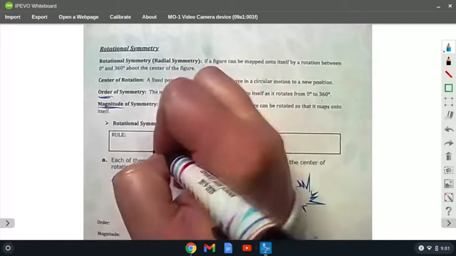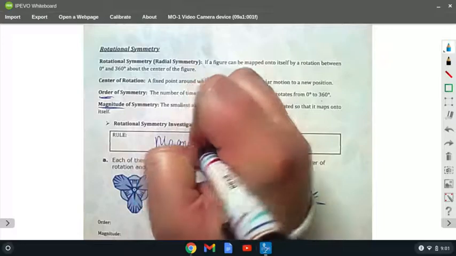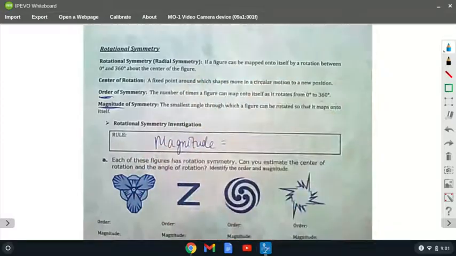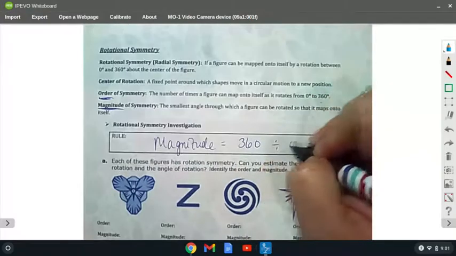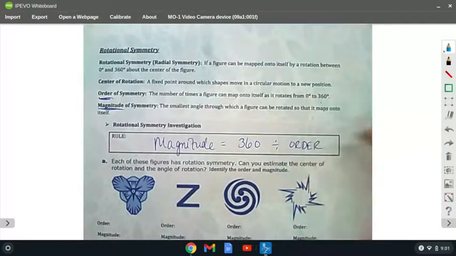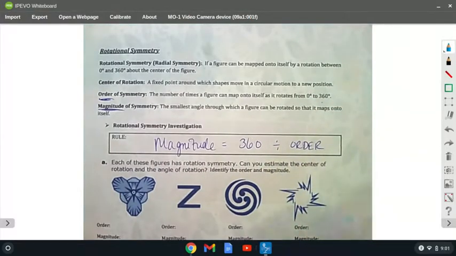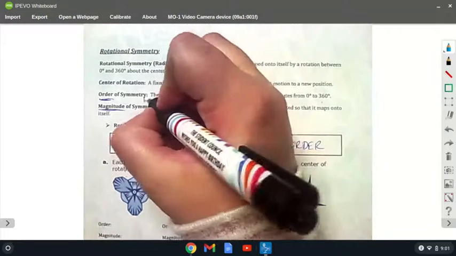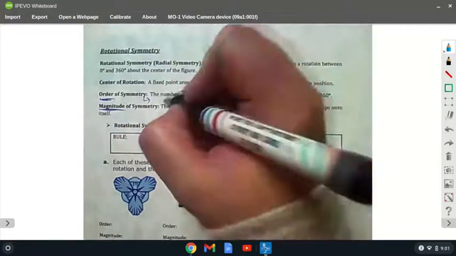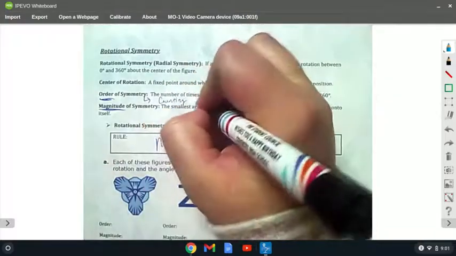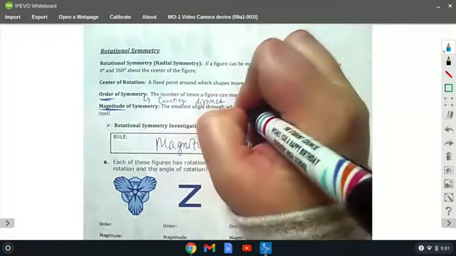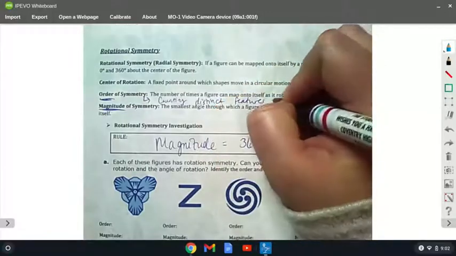The specific rule we use here is magnitude equals 360 divided by our order. Now, when you're finding the order, I like to write over here that you are counting distinct features of the shape or image.